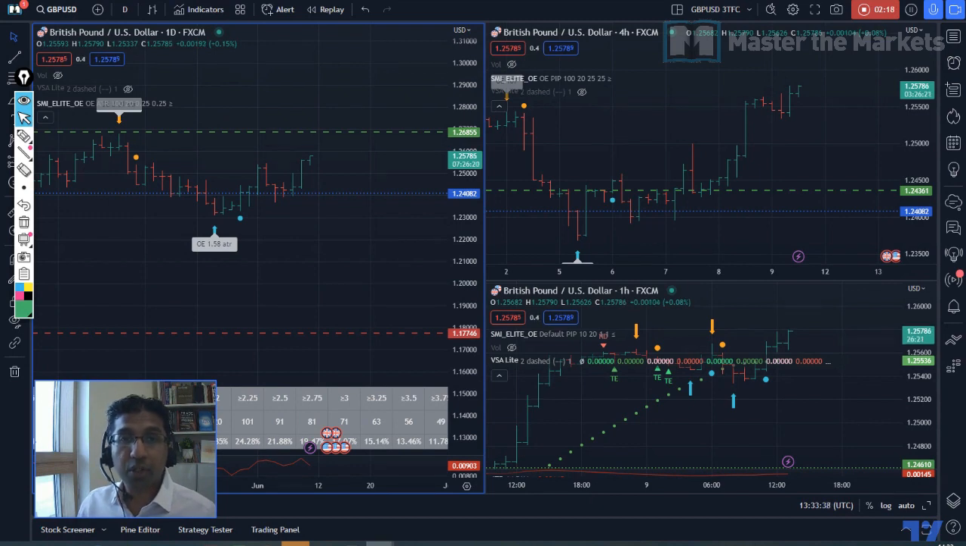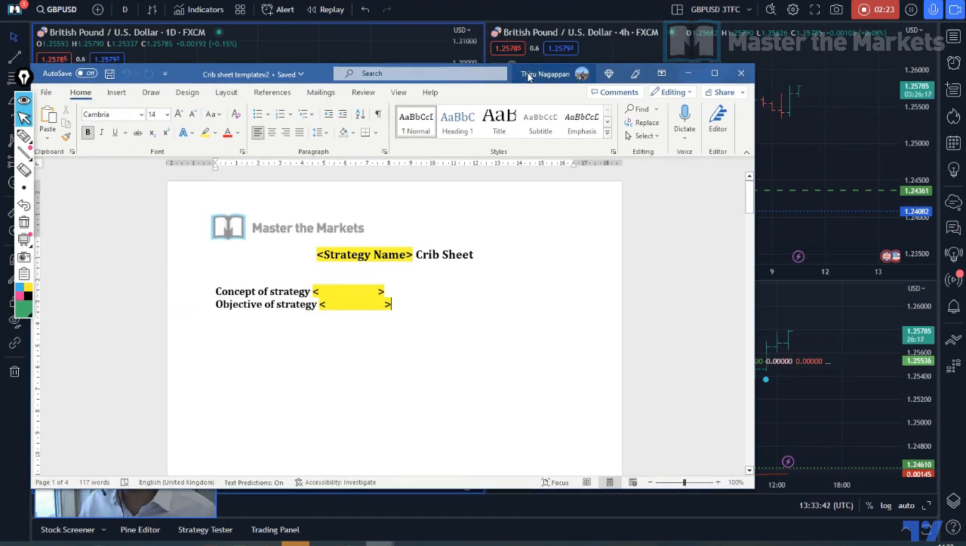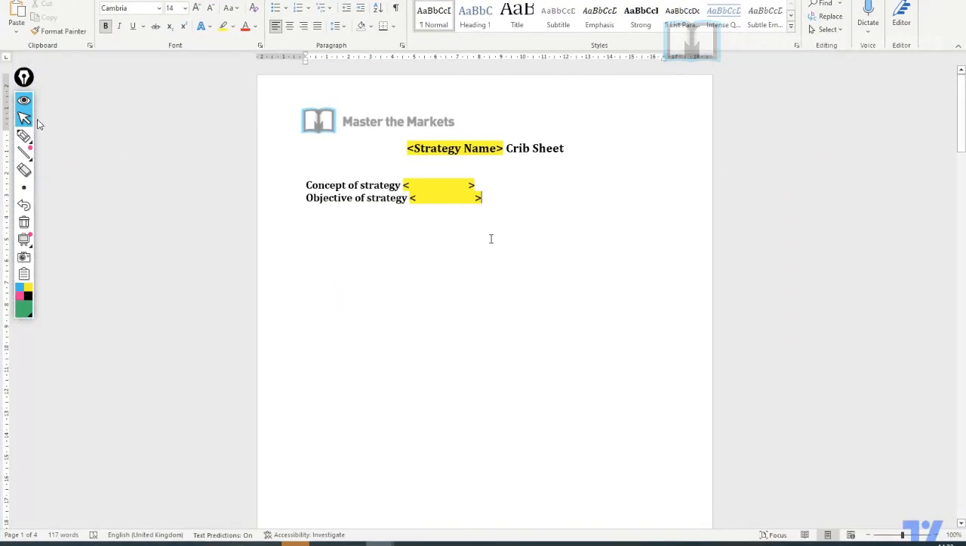Okay. So the crib sheet, firstly, in terms of any strategy, will start with something like this, where I'm bringing it up to you. So put the name of the strategy, and then after that, put the concept of the strategy. What are you looking to capture? What is the whole basis of it? Is it based on range capturing, which is what most of the things I've been talking about in the 5-part video series, and the objective? How much of that range do you want to capture? Let's say if it's a range-based strategy, okay?